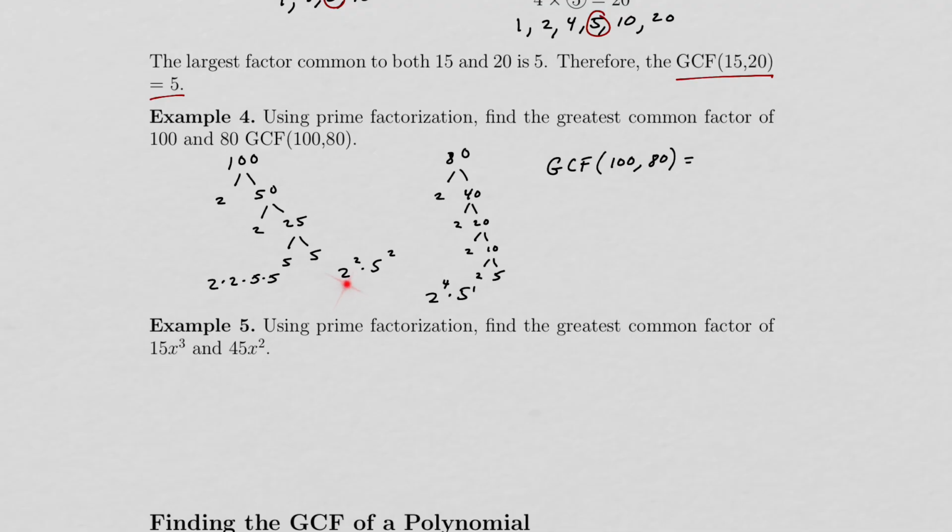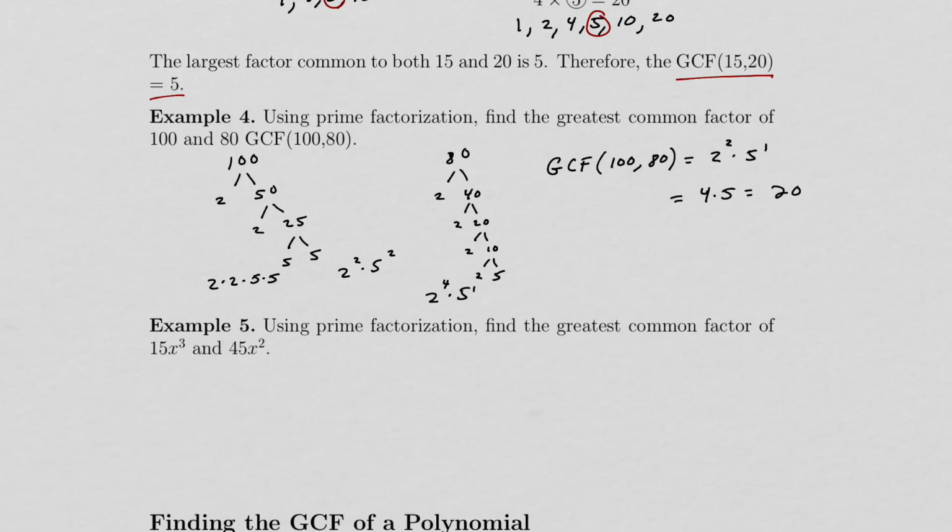So if I look at the 2's here, now I want the 2 with the smallest exponent. So I want 2 squared, and then I want the 5 with the smallest exponent, so I have 5 squared in the first one and 5 to the 1, so I want 5 to the 1. And if I multiply that out, that's 4 times 5, which is 20. So 20 is the greatest common factor of 180, right? It's the largest number that goes into both of them evenly.